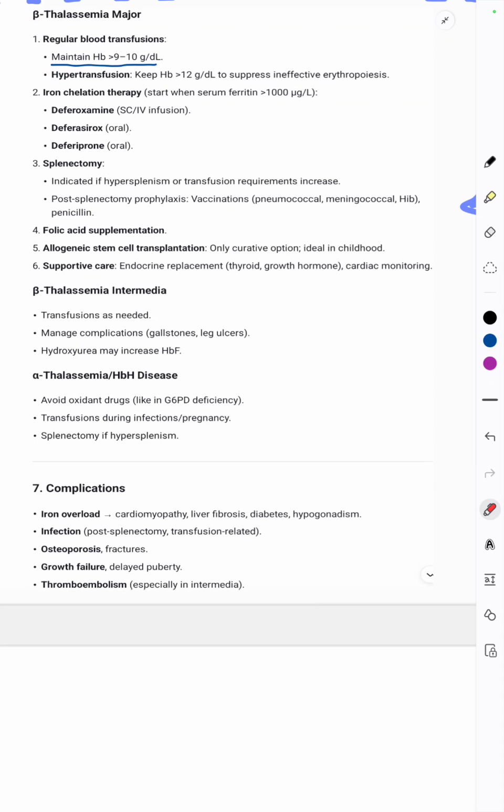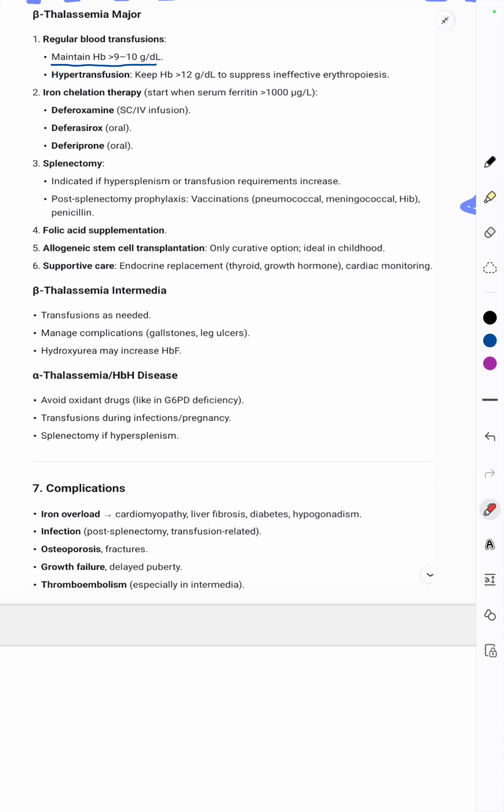1000 micrograms per liter. Splenectomy is indicated if there is hypersplenism, with post-splenectomy prophylaxis by the vaccines pneumococcal, meningococcal, and HIB. Folic acid supplementation, allogenic stem cell transplantation, and supportive care are also provided. Then beta thalassemia intermedia, the transfusion is given as needed, and hydroxyurea increases the hemoglobin F levels.